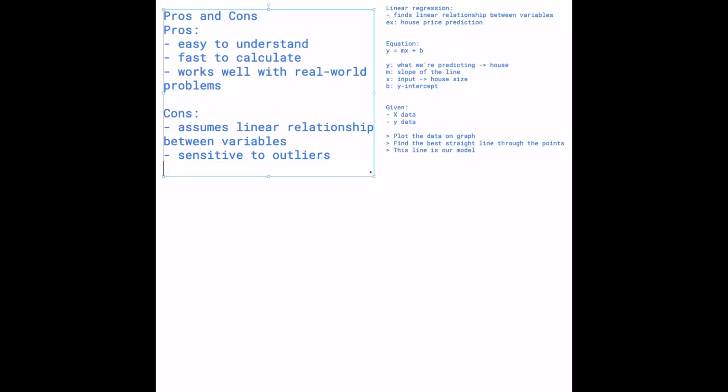And this is building on the first point, but it oversimplifies complex relationships. We know that not everything is linear, so if we try to apply linear regression to everything, we're going to be missing out on a lot of different factors and variables that might be coming into play. And that's basically the introduction to linear regression.